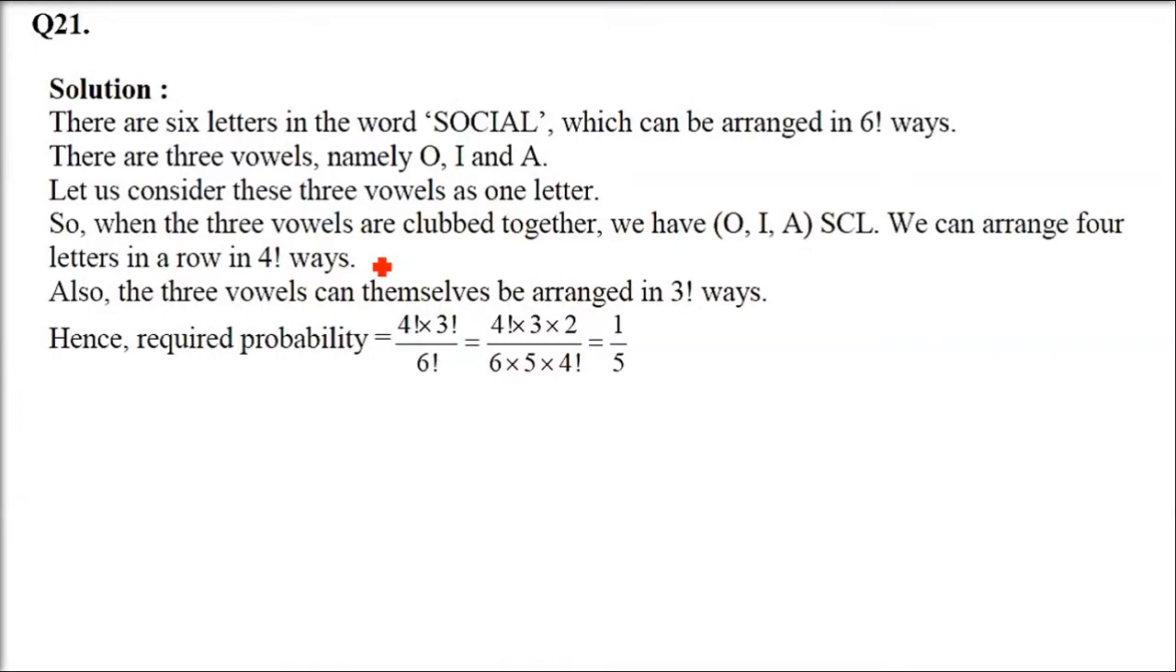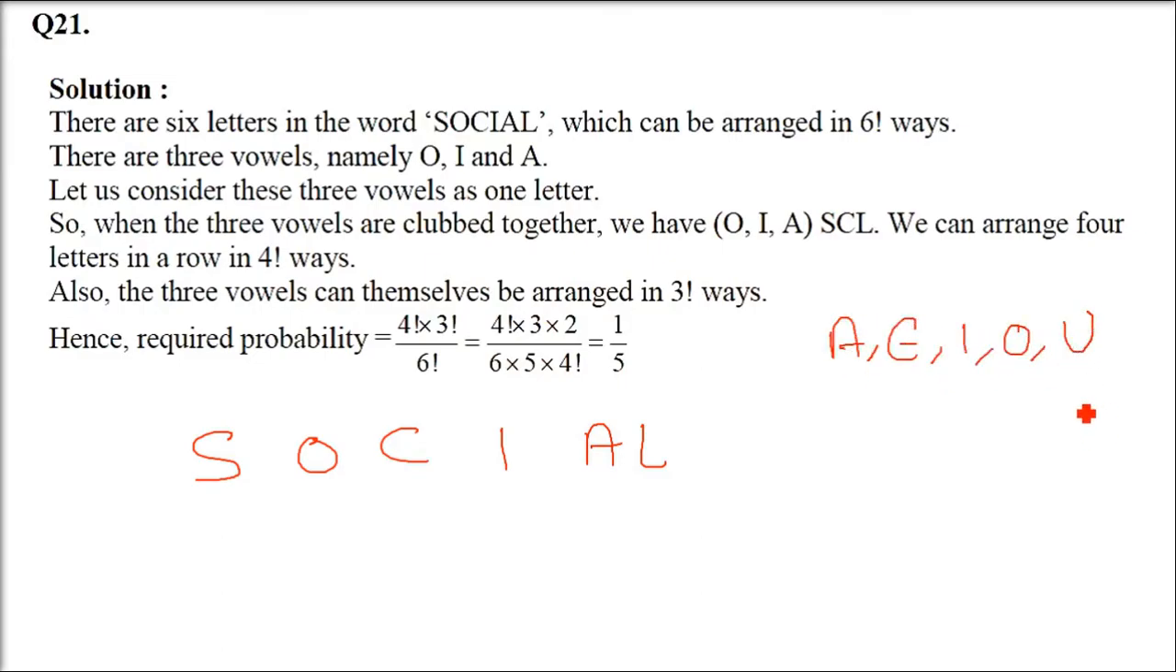Next is question number 21. Find the probability that in a random arrangement of the letters of the word SOCIAL, vowels are together. See, all the 4 questions which are coming are of the same type. So we write the word like this, SOCIAL. What are the vowels? Vowels are A, E, I, O, U. So O, I and A we have to keep together. Three vowels are there, O, I, A.